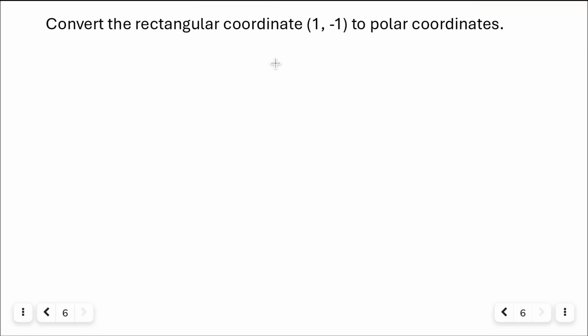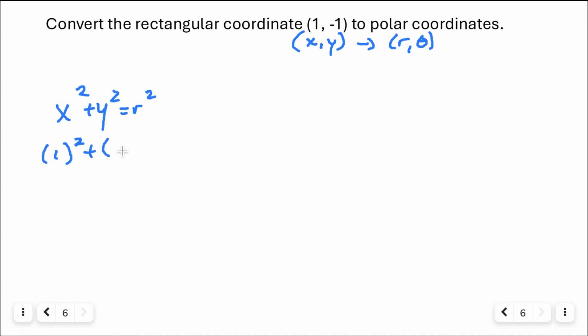Okay, and finally, let's convert the rectangular coordinate, 1, -1, to polar coordinates. So this is my x and y, and I want to make this an r theta. To do that, first thing, I know x squared plus y squared equals r squared, the Pythagorean theorem, so that should be easy enough. We're going to substitute in 1 squared plus -1 squared equals r squared. So 1 and 1 make 2.